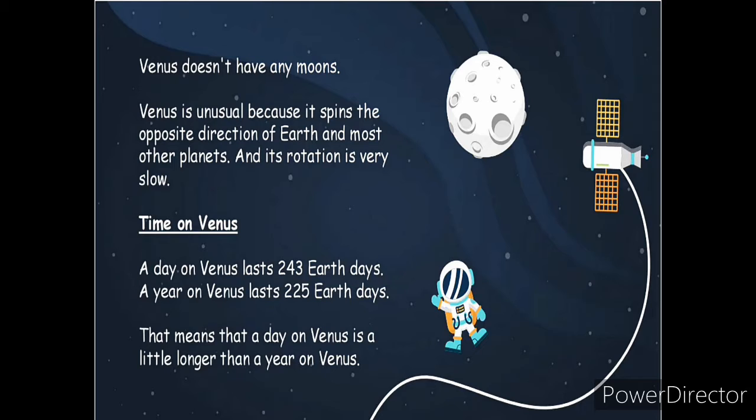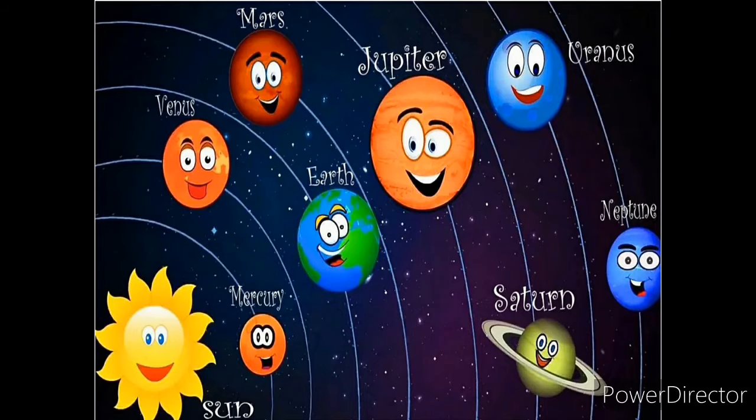It is not having any moon, but one most important thing is that Venus is the planet which moves in the opposite direction of Earth and most other planets. Okay, it moves in the opposite direction. Suppose if Earth is moving in this direction, then Venus will move in this direction, right? If Earth moves like this, then Venus moves like this.